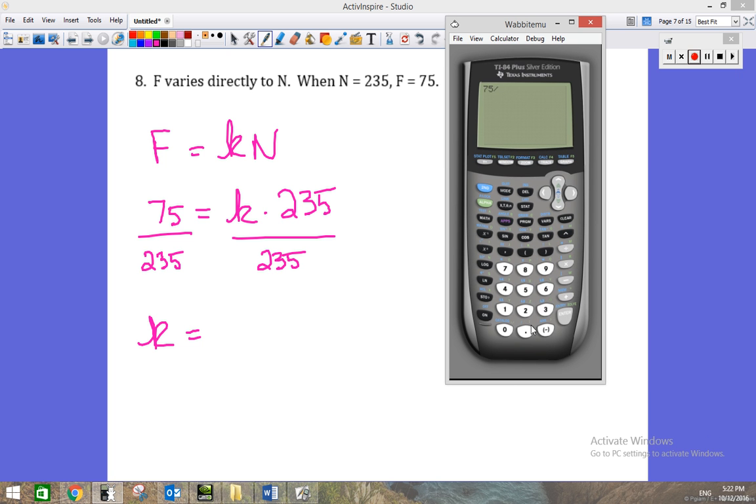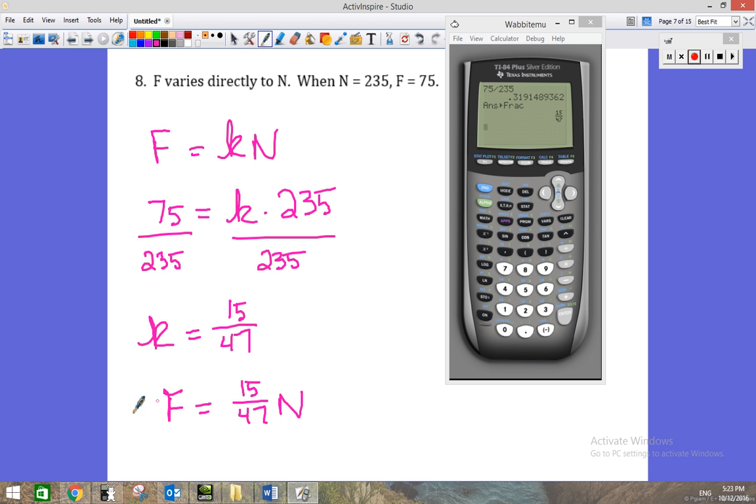75 divided by 235. It's going to give me a decimal number. But if I hit math and hit enter, it'll change it. Hit enter again. It'll change it to this fraction. So this guy, 75 over 235 reduces to 15 over 47, which means that my equation is F is equal to 15 over 47 times N. This constant remains constant as N and F change. So now that I know it, I can put it in there because it's always going to be that. So there's my equation.